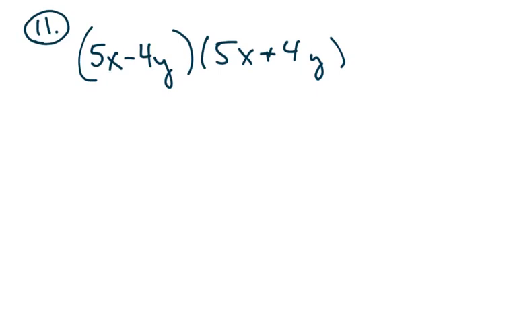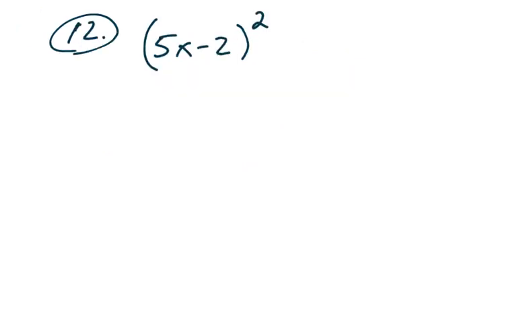More of the same here. So 5x squared is 25x squared. 4y squared is 16y squared. Put a minus sign between them. Note the order does not matter which one comes first. When you multiply, order doesn't matter. It's called the commutative property.